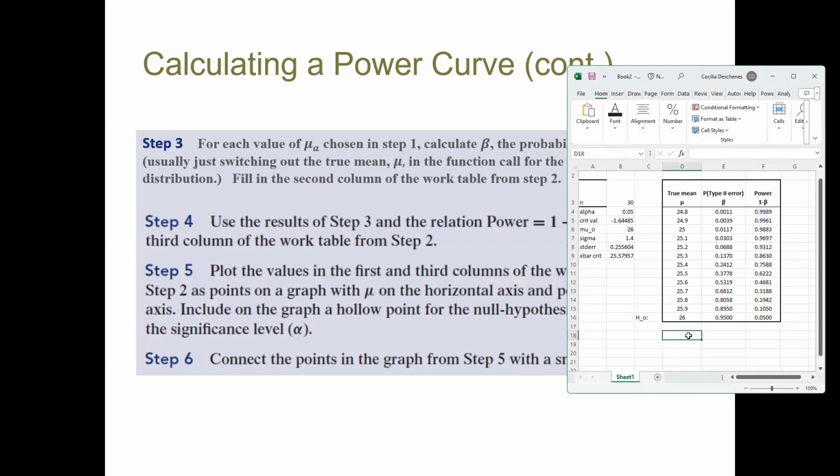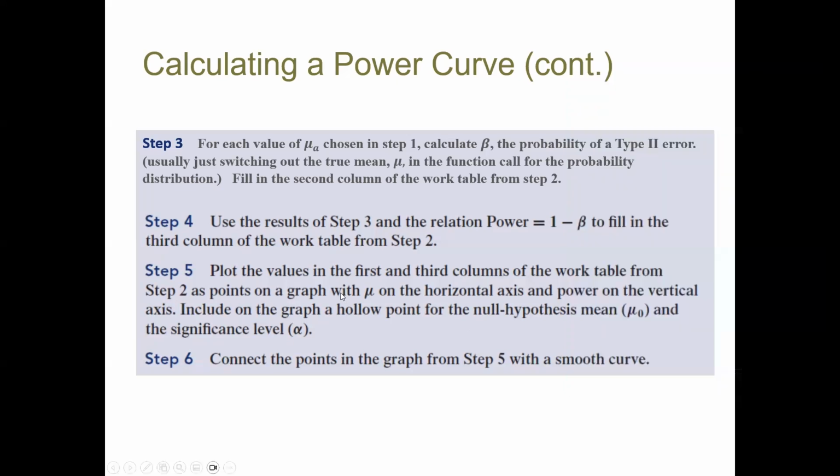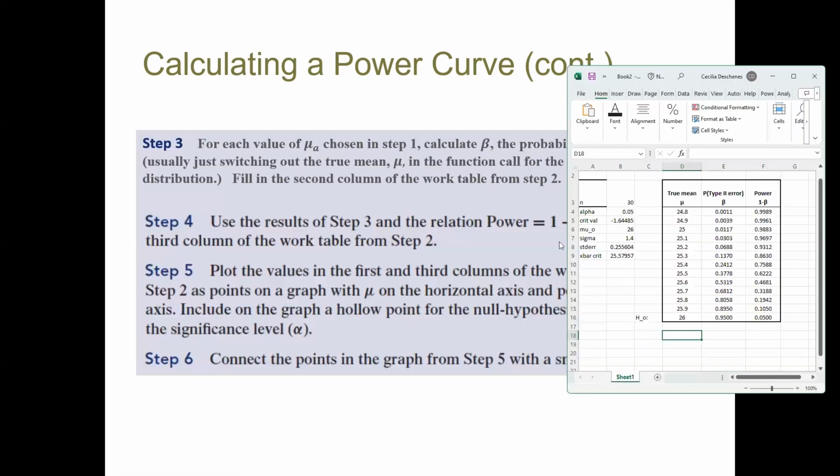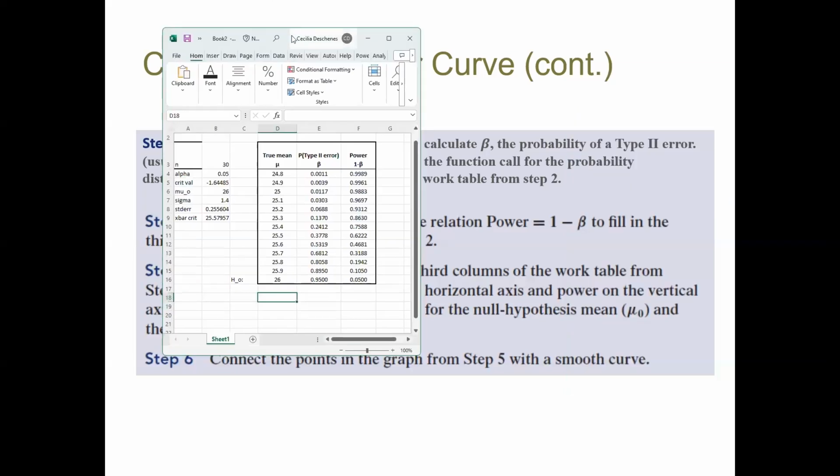Now that I did that, I can go back over here and I see that what I need to do is plot the values of the first and third columns from step 2 as points on a graph. And we're going to put a hollow point for the null hypothesis, mu naught, the null hypothesis mean of 26 in our case, and a significance level alpha for us is 0.05. And then we're going to connect the dots. So let me show you how we're going to do that. I'm going to make this a little bigger now so we can see more what we're doing.